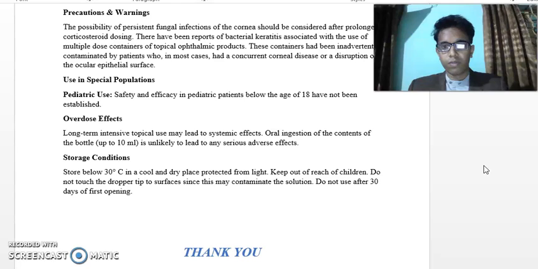Keep out of reach of children. Do not touch the dropper tip to any surface since this may contaminate the solution. Do not use after 30 days from first opening.